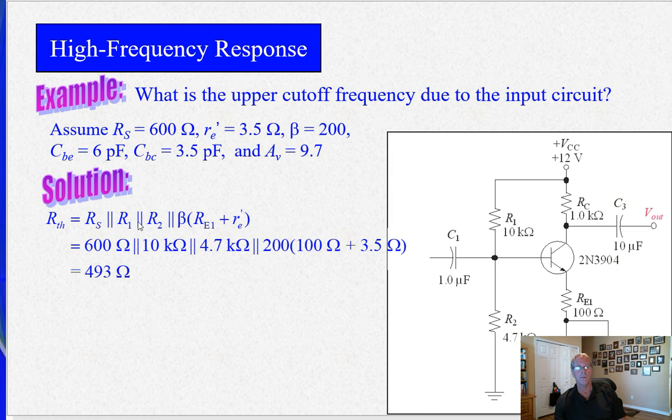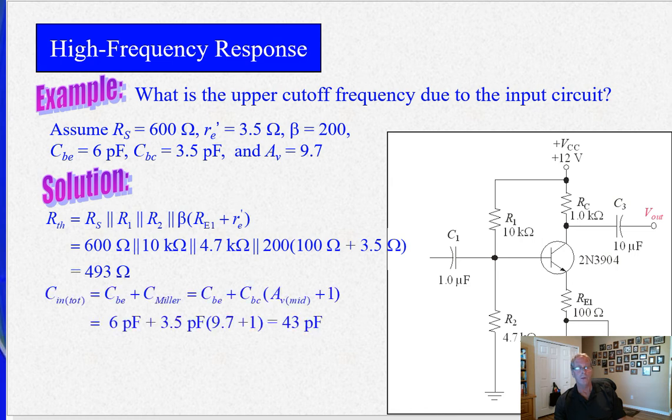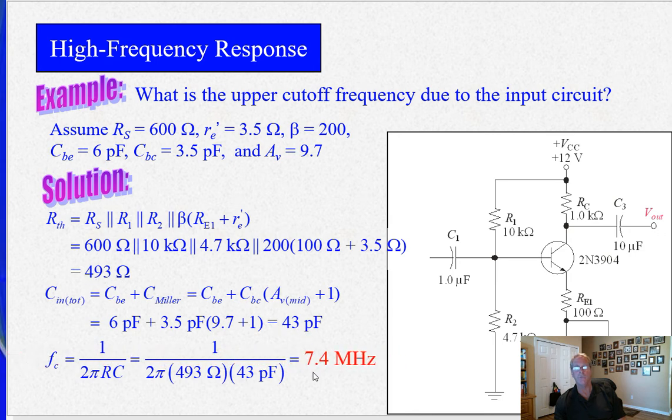So here's our parallel Thevenin resistance, 493 ohms. Total input capacitance is CBE in parallel with the Miller capacitance, which is CBC times AV mid plus 1. Great example here. 43 picofarad. When you do 1 over 2 pi RC, you take this 493 ohms and 43 picofarad, and boom, you get 7.4 megahertz. Pretty high frequency.